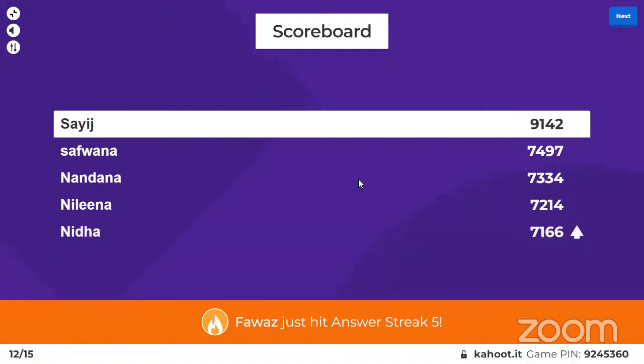After 12 questions, there are slight changes only. Nida has come to the leaderboard in the first position. Other than that, no changes. Sai is still on the top spot with 9142 points. Second spot goes to Safana. Third spot goes to Nandana. Fourth spot goes to Nilina. And the fifth spot goes to Nida. All right. So Fawaz just hit the answer streak of 5, 5 correct answers in a row.